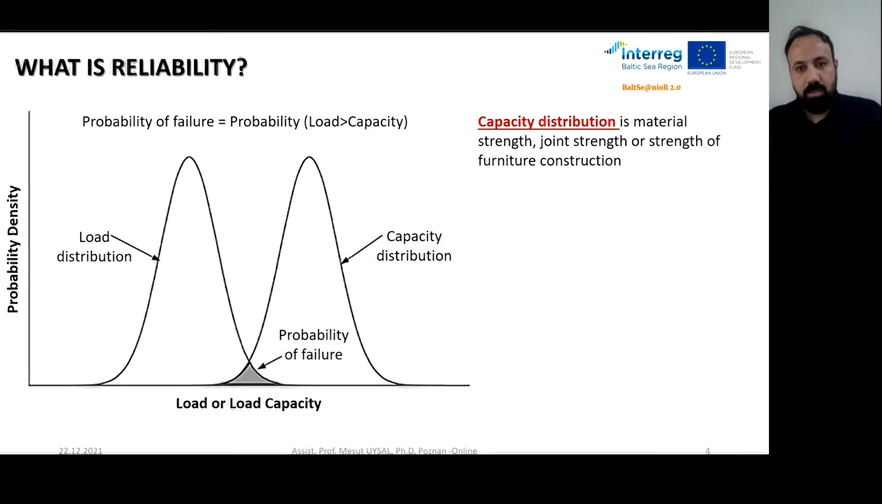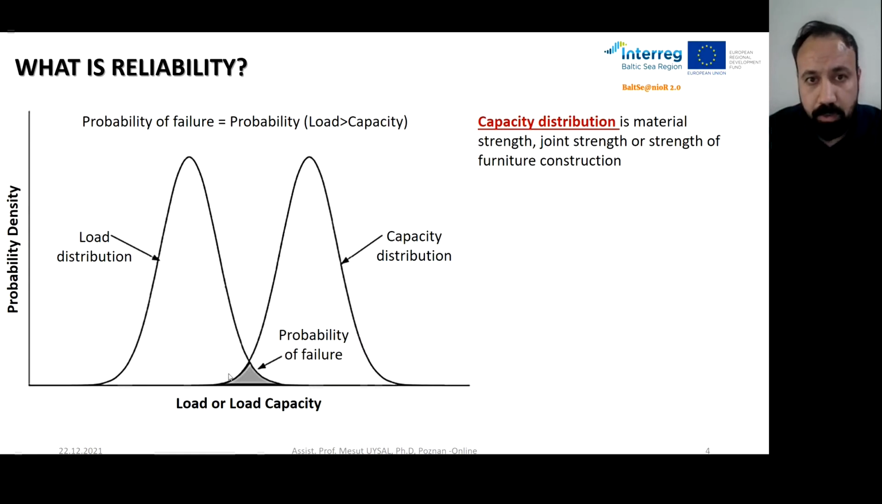So the capacity distribution is material strength, joint strength, or strength of the furniture construction itself. We can measure this from the laboratory test. The joint strength or the construction strength, we can measure it. Also we apply some loads on it, and we can measure how we damage this area.